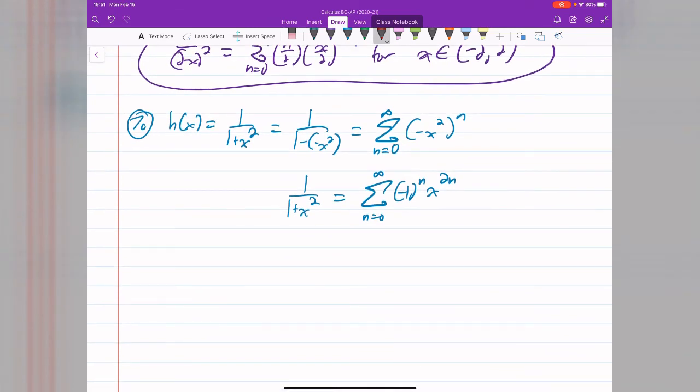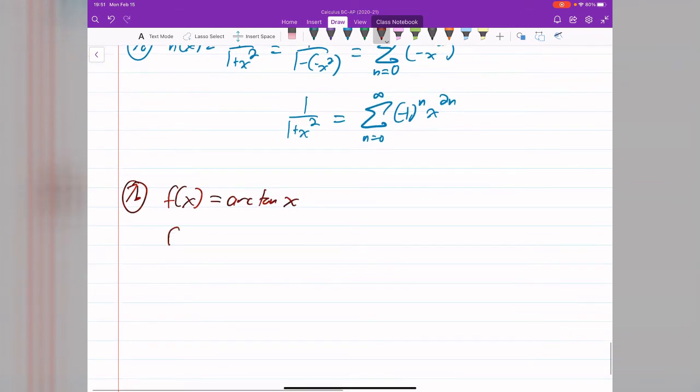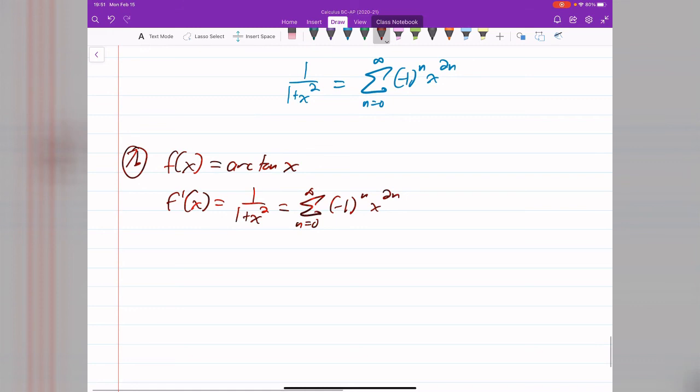And let's go to this next one, 7b. The real meat of this is looking at f of x is equal to the arctangent of x. And I want to derive what a power series for this would be. I do know that the derivative of arctangent is 1 over 1 plus x squared, which happens to not so coincidentally be the series we did right up above. This one. So how do we relate the two of them?